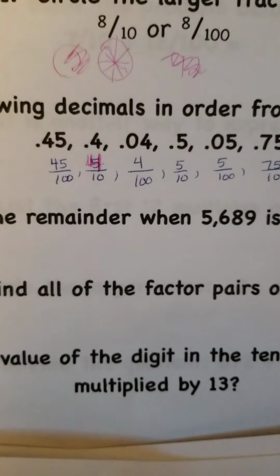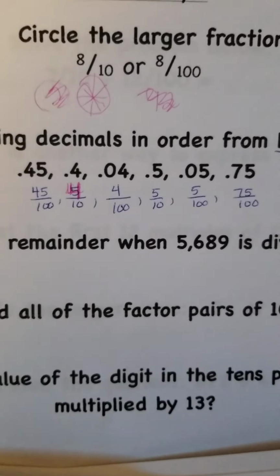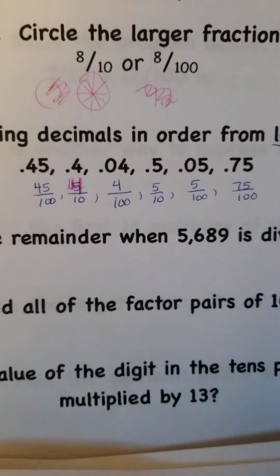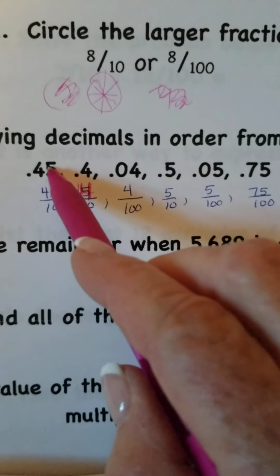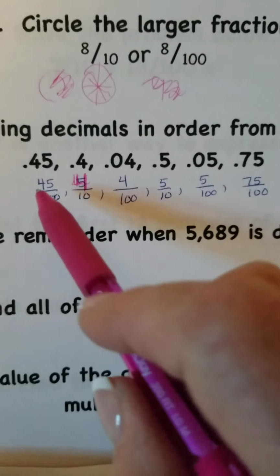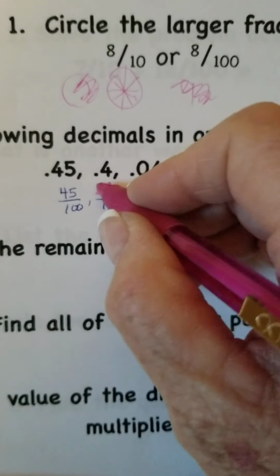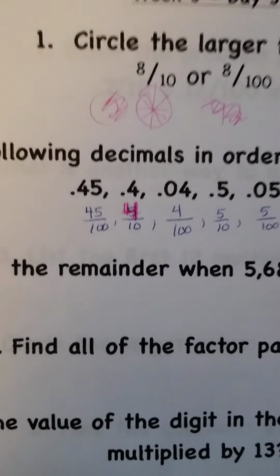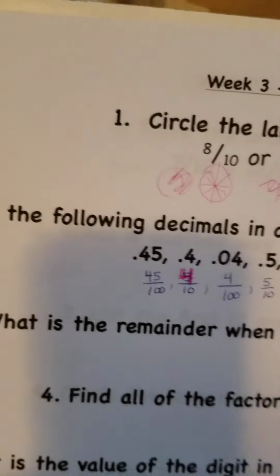You have a resource card that Mrs. Enriquez gave you that has your place value. The place value to the right of the decimal, you have tenths, hundredths, and then a third one would be thousandths. Okay? So make sure that you understand the fractions, because that will help you. Least to greatest. So if you look at these, which one of these do you think is the least?